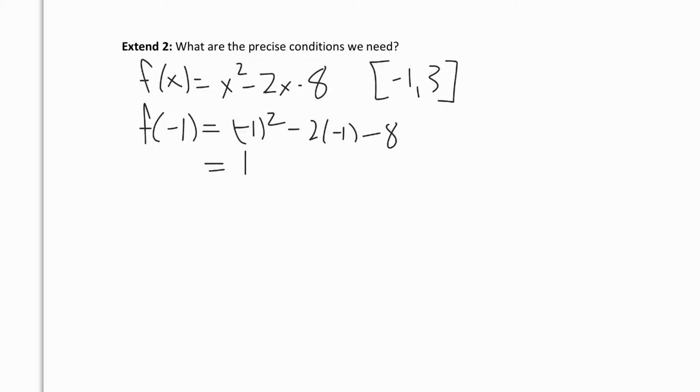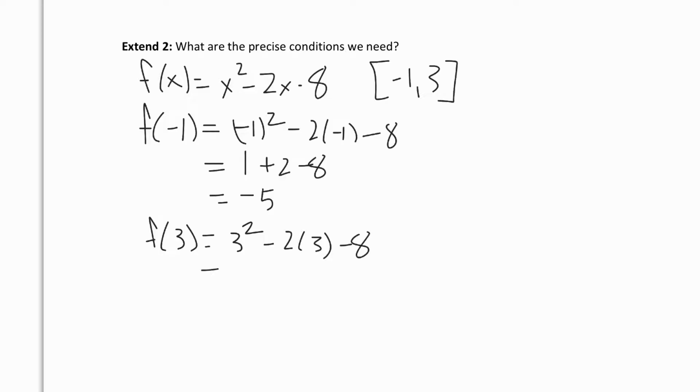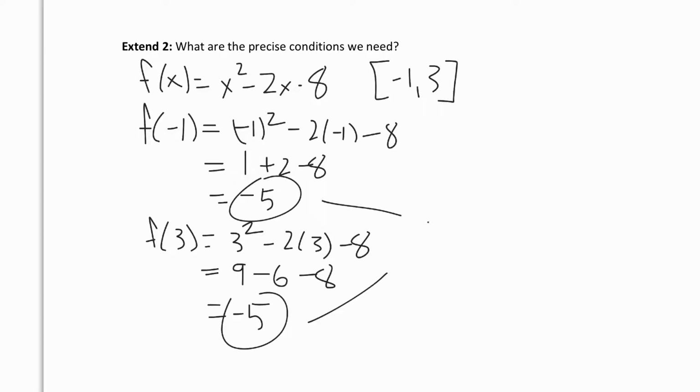Okay, well that'll be 1 plus 2 minus 8. So that will give me overall negative 5. Now what do you think you're going to get for f of 3? Well, you'll get 3 squared, 2 times 3 minus 8. So that'll be 9 minus 6 minus 8. Well, 9 minus 6 will be 3, subtract 8. Oh, look, negative 5. These are the same.